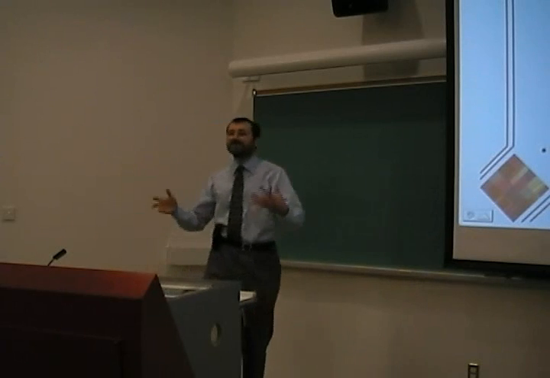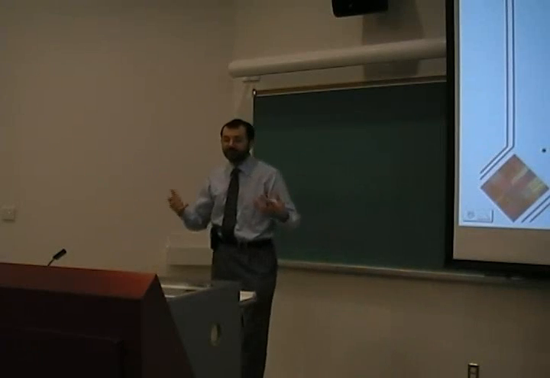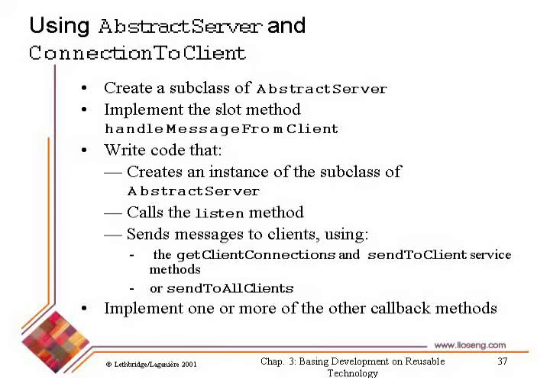So, as a software engineer, how do you use abstract server and connection to client? Well, first of all, you create a subclass of abstract server. This is your application code that does your server functionality. You implement the slot method handle message from client. Okay? So far, it's very similar to what you did on the client side, right? You create a subclass and you implement this slot method.